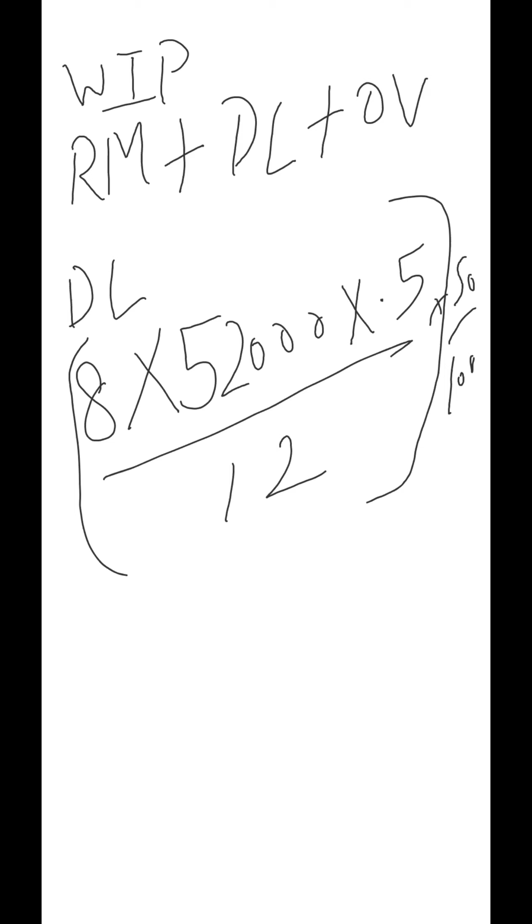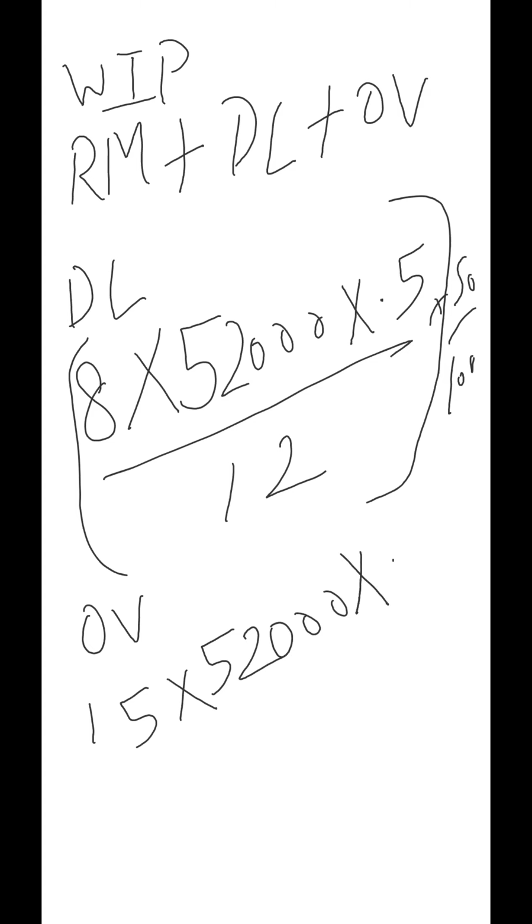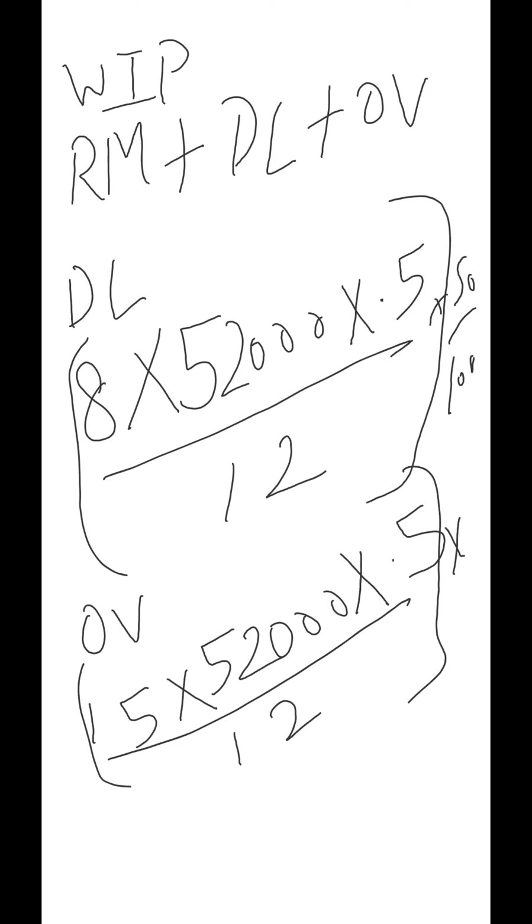Now same way we have to calculate the overhead. Now what is the overhead cost given? 15 rupees. So the number of units is 52,000. The average is for half a month, that is 0.5 divided by 12. Now overheads are also calculated at 50%. This way we have to calculate the work in progress. Okay. Now after the work in progress, what do you have to calculate?